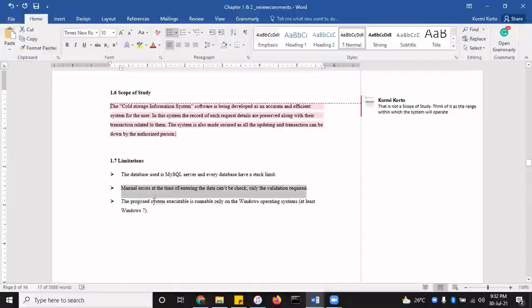The proposed system executable is runnable only on a Windows operating system. Okay, so that's a good limitation because he's telling us that his application will only run on Windows. If it's going to be a web-based application, then you can't tell me it would only run on Windows. It can also run on Apple, MacBook, Linux as well, right? Or Android. Right, guys?